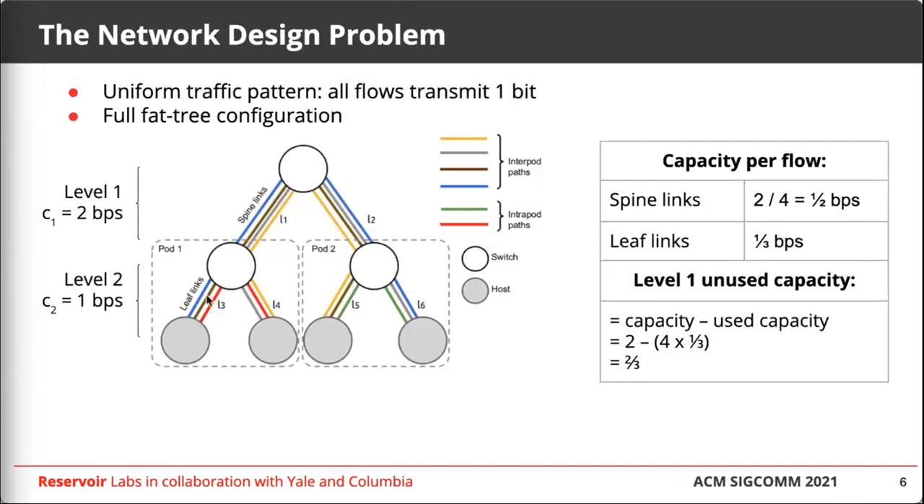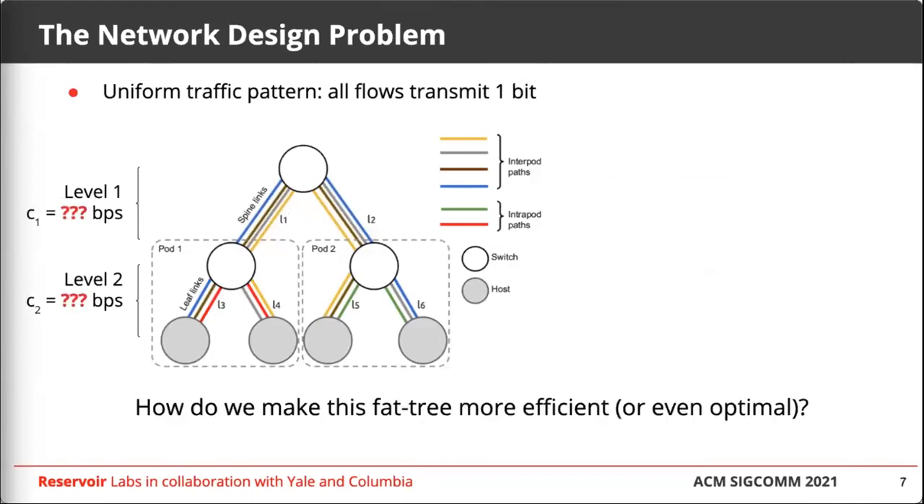Thus, all the flows are bottlenecked at the leaf links, and they all transmit at a rate of 1/3. That means that bandwidth is being wasted at the spine links, since each of these flows uses less than the 1/2 that it's given. So now let me pose a question. For the same network topology and the same traffic pattern, how can we alter the design by reallocating some capacity to make it more efficient?